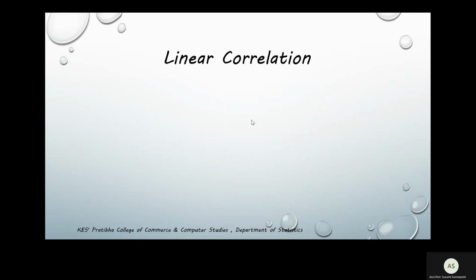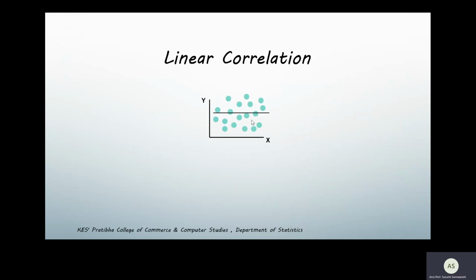Again, there is one more type of scatter plot which we can find while studying correlation, which looks like this. In this type of scatter plot, we say there is no relationship between the variables. If we see this type of scatter plot, then the variables are uncorrelated.